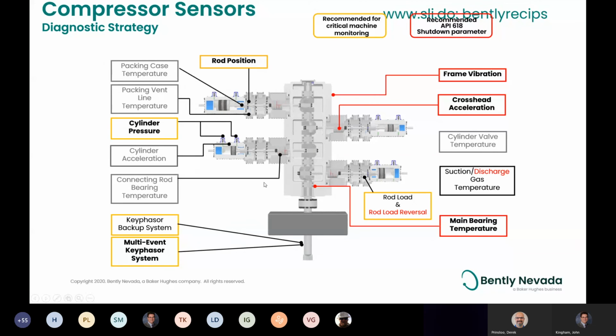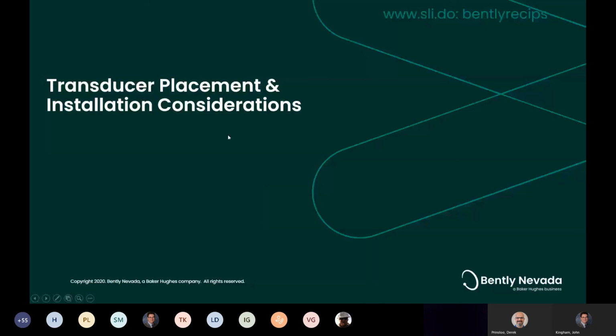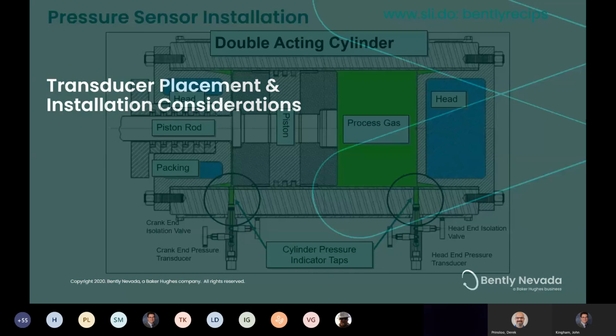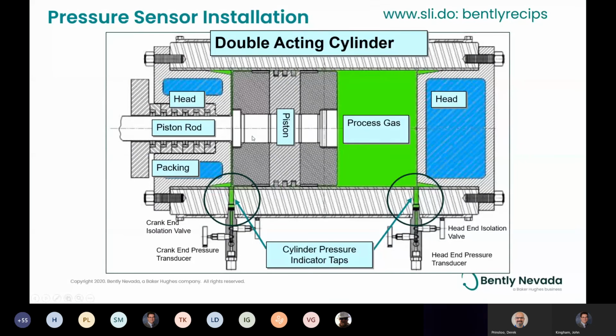Okay, so I'm going to move on to transducer placement and installation considerations. So here we have a double acting cylinder. We have our process gas in green. We have our piston here and our piston rod. So we know that this piston is at bottom dead center, and this side is going to be the crank end. This side will be the head end.